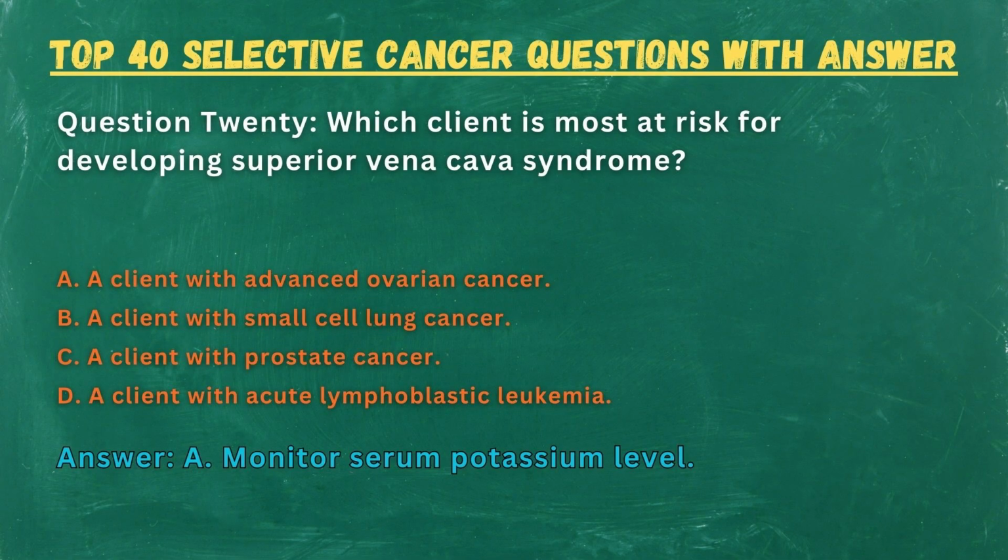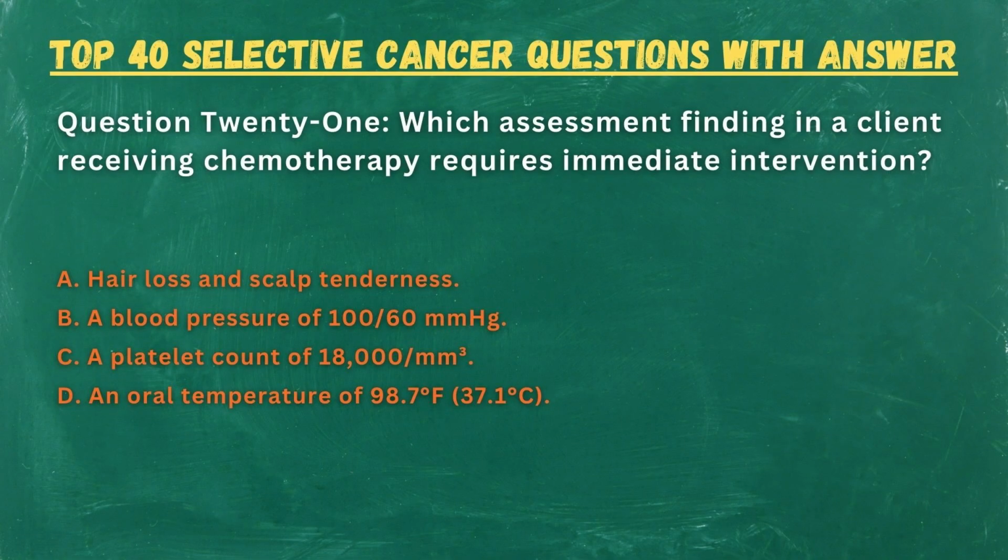Answer: B. A client with small cell lung cancer. Question 21. Which assessment finding in a client receiving chemotherapy requires immediate intervention? A. Hair loss and scalp tenderness. B. A blood pressure of 100/60 mmHg. C. A platelet count of 18,000/mm³. D. An oral temperature of 98.7 degrees Fahrenheit (37.1 degrees Celsius).